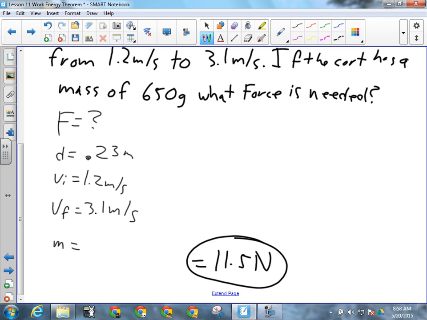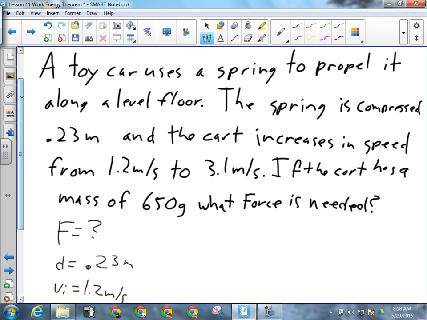It's always easy. Okay, so we divide by 1,000. 0.650 kilograms. All right. What kind of energy is changing is the next question I'm supposed to look at here. So if I go back to the context of the question, okay, I've got a spring propelling a car, and it's increasing its speed. So what kind of energy is changing?